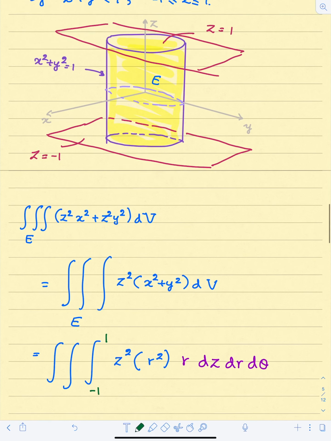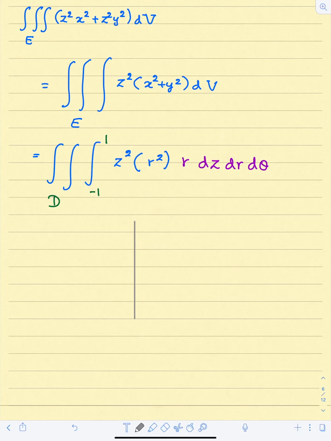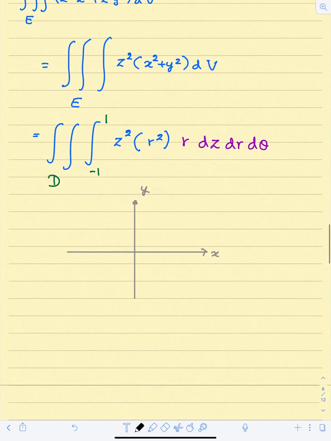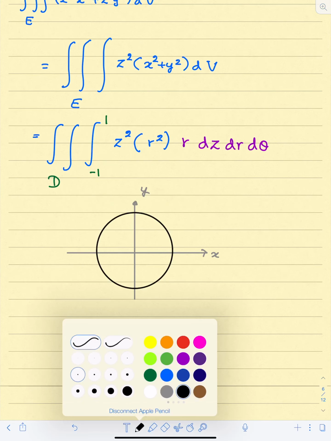And then r. Okay, I will write domain D here, and domain D is the projection of this solid E onto the xy plane. Now let's see what this domain D is. If you look from the top, then you will see a circle with radius 1. You will see the boundary of the cylinder, and it is a circle with radius 1.